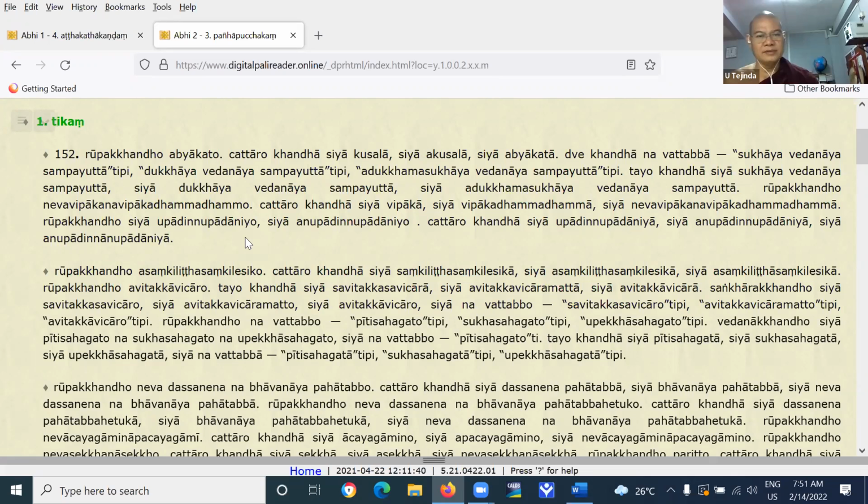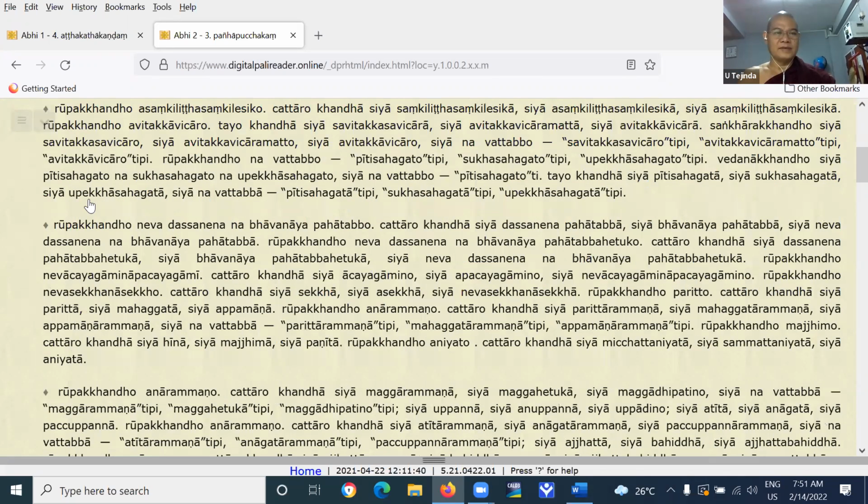Siya anupadinnupadaniyo: they are upadana, the object of upadana. The Cattaro Khanda siya upadinnupadaniya, siya anupadinnupadaniya, siya anupadinna anupadaniya. Anupadinna anupadaniya: that is lokuttara cittas. That's simple. Then let's go to the other Tika.